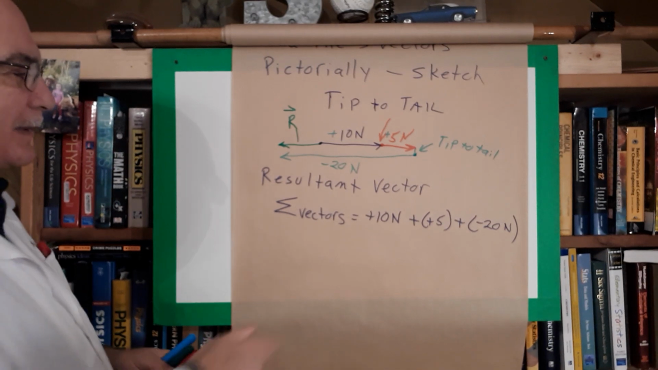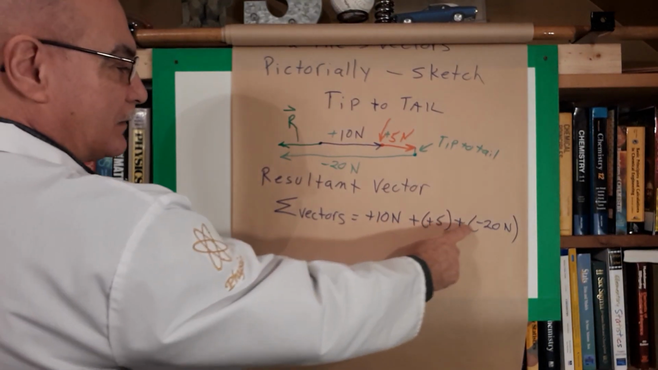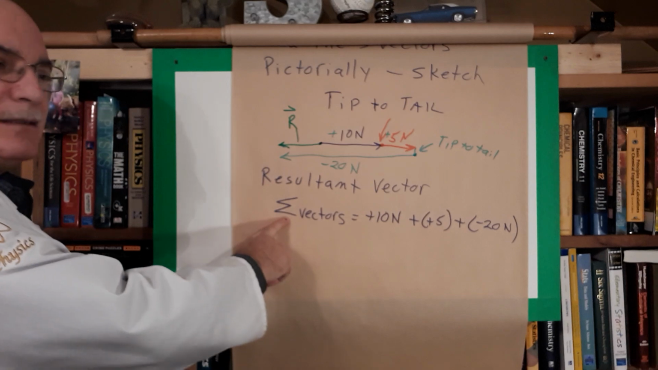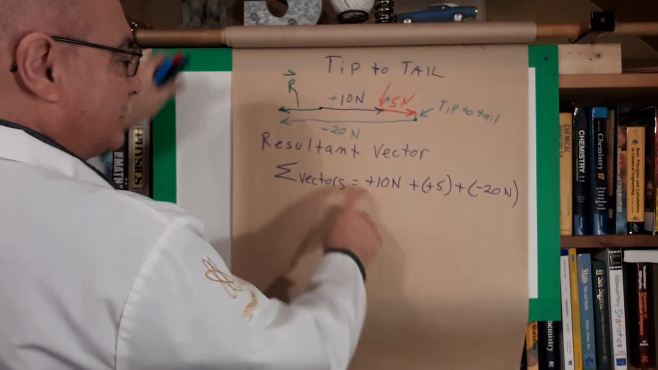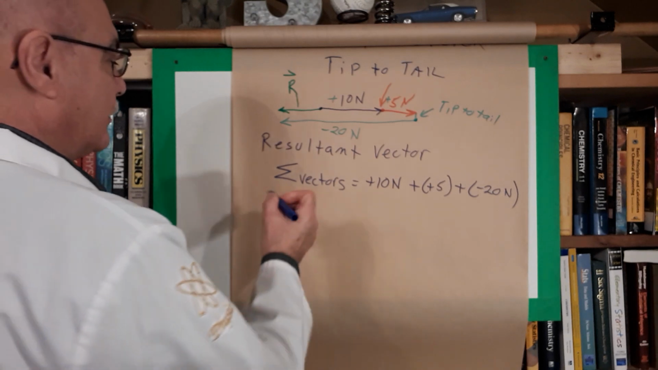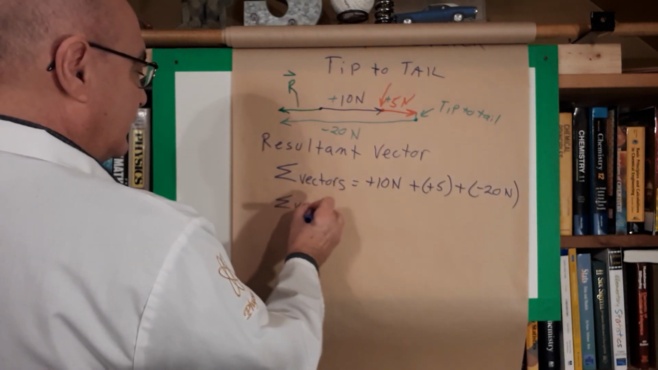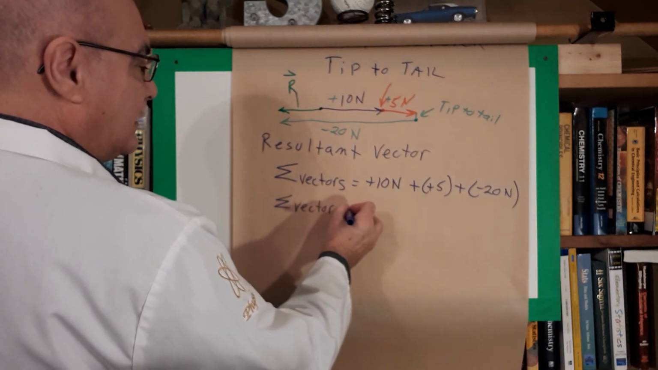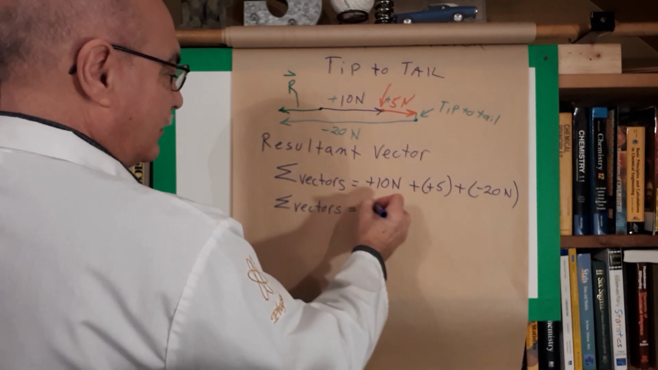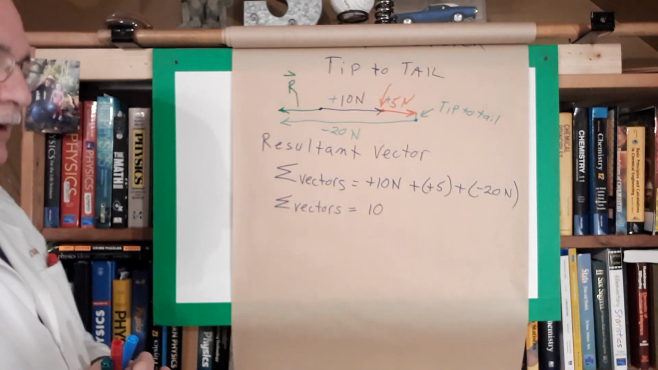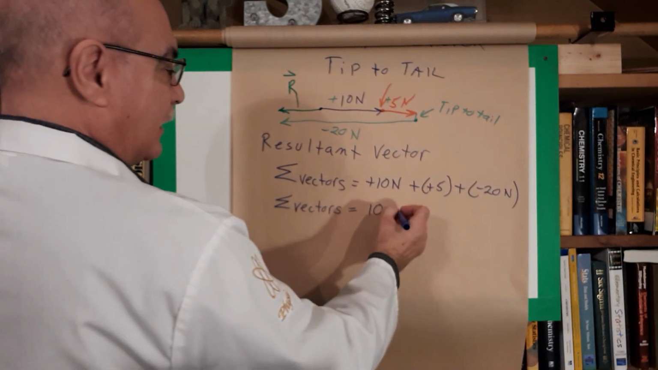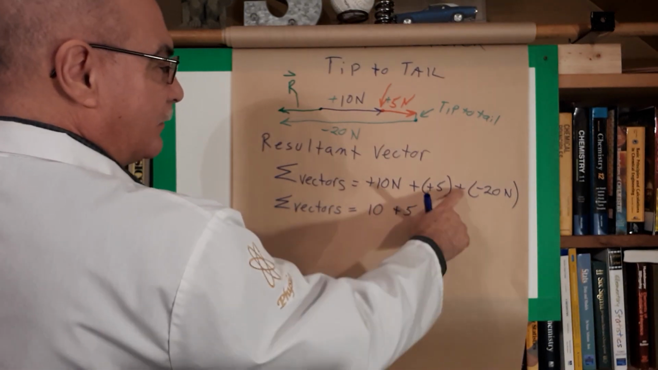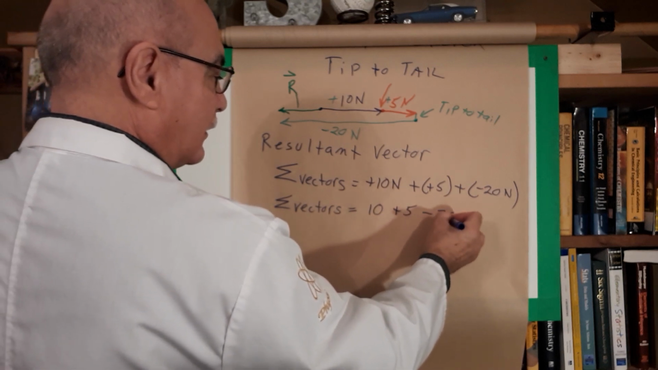Now I'm being very specific here, showing the pluses, because that's what this symbol means. So doing some algebra to this, the sum of the vectors is equal to plus 10. We don't generally put in a plus sign when it's a positive 10 in algebra, so that's 10. Plus times a plus is a plus, plus 5. A plus times a minus is minus 20.